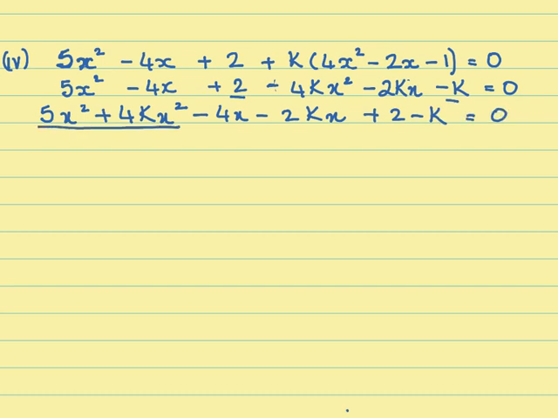Now from both these x square terms, I will take x square common out. So what remains inside is 5 plus 4k.